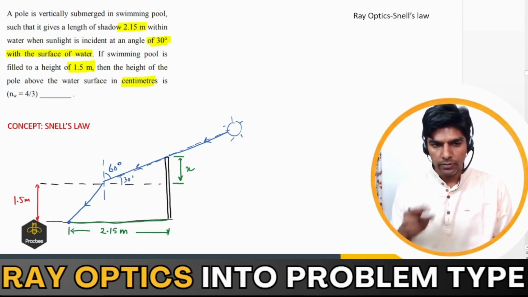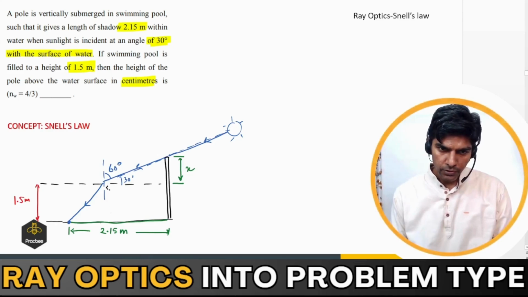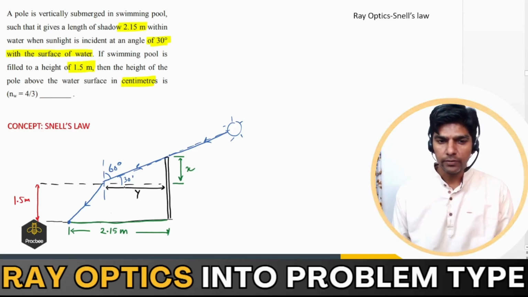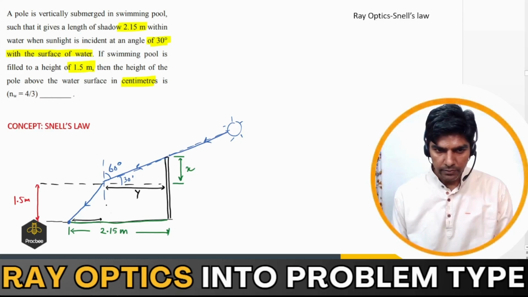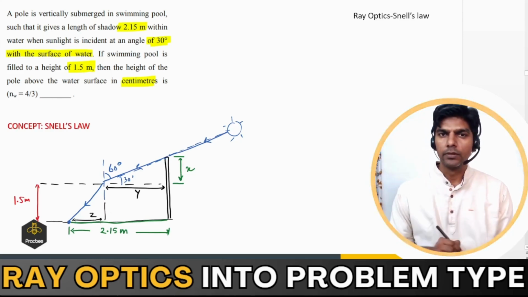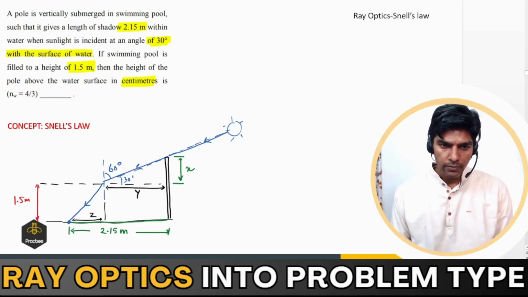Right? So we need to find x. To find x, we require this length. Let me call this length y. So if we know y, we'll be able to find x. In order to find y, we need this length z. Once we know z, we can find y, and if we know y, we can find x. Okay, so let me call this angle r.